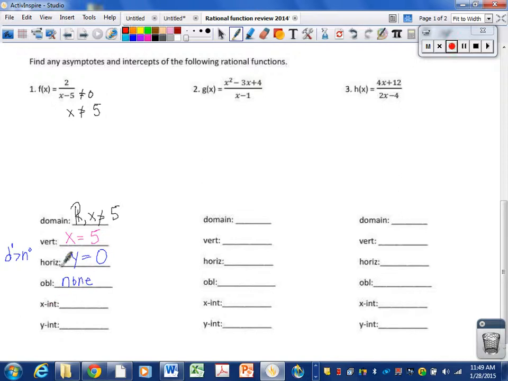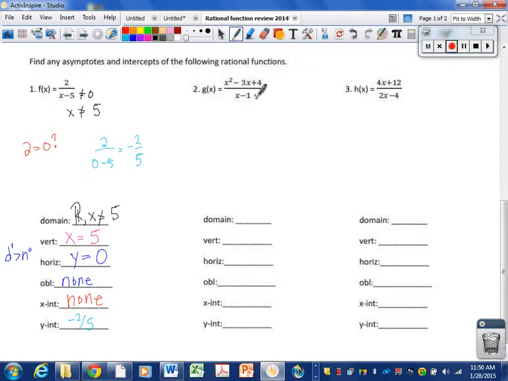Okay, your x-intercept. Remember, we have to solve the numerator. Can we solve the numerator? No, we cannot, so there will be no x-intercept. And the y-intercept, let's see, what's the color for y? How about this one? 2 over 0 minus 5 is negative 2/5. So we have a y-intercept of negative 2/5. Okay, so be able to do all six of these things, from domain to intercepts to asymptotes. Okay, and we just talked about how to do it up there.